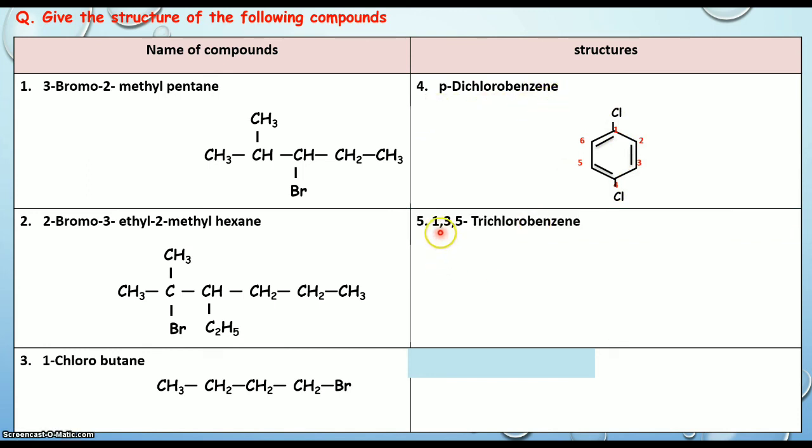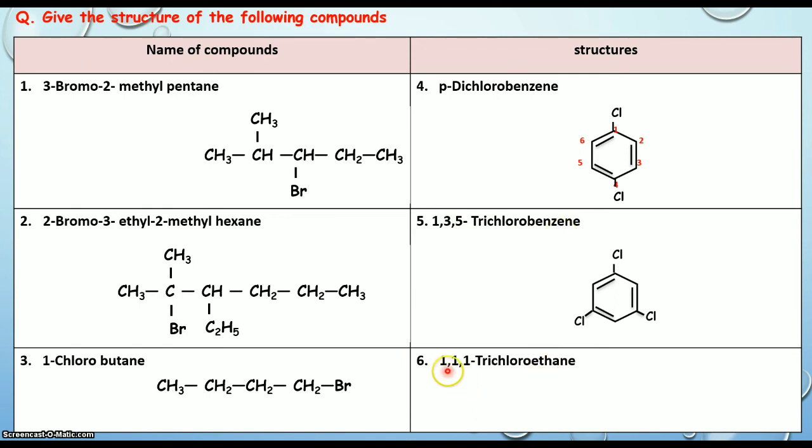The next compound is 1,3,5-trichlorobenzene. So this is the benzene. These are the carbon positions of the benzene. Here 3 chlorine atoms are present on the first, third and fifth carbon atoms. So chlorine is present on the first, third and fifth carbon atoms. That gives the structure of 1,3,5-trichlorobenzene.